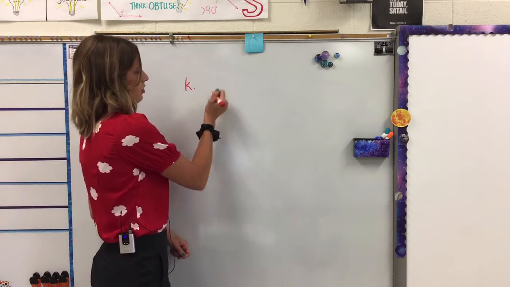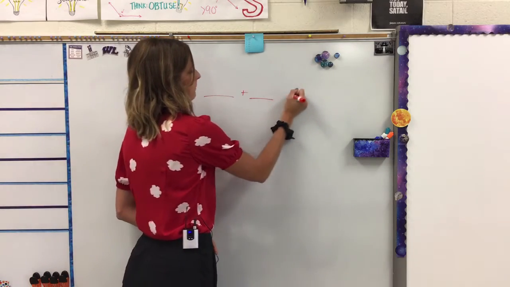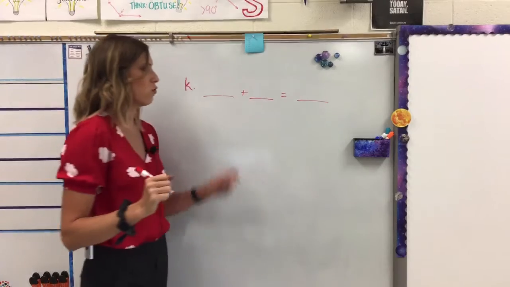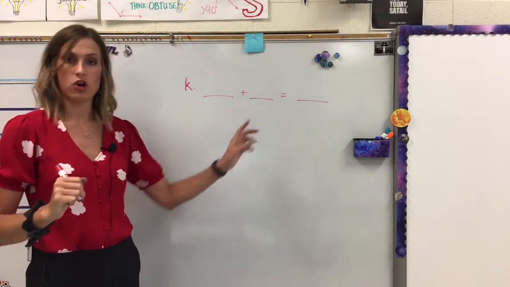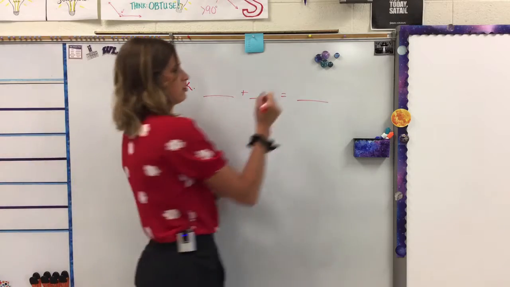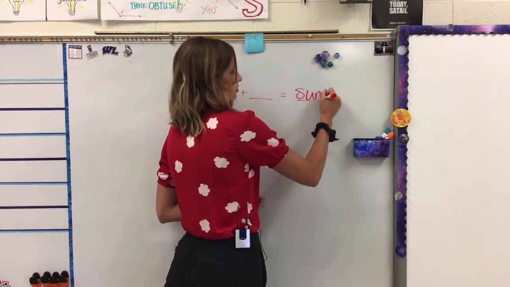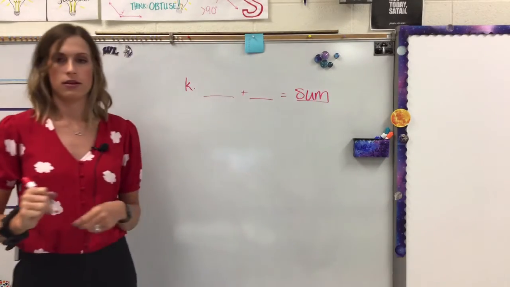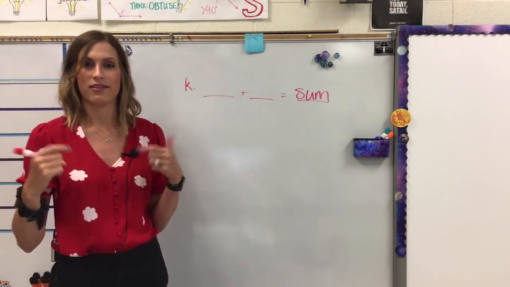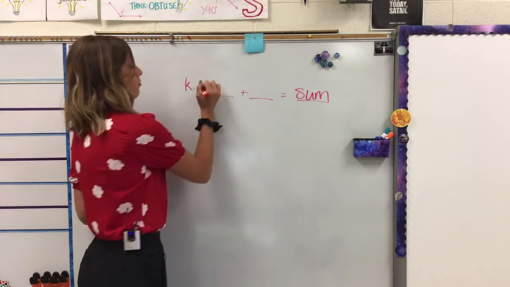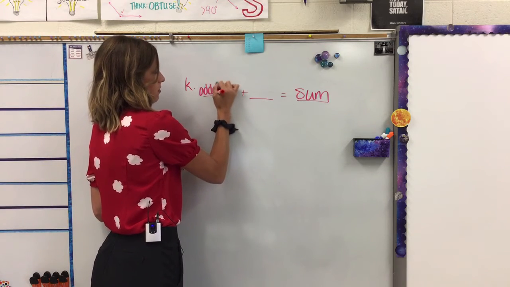So we've got this one plus this equals this. What words go in those boxes? Remember, our answer to an addition sentence is always the sum. So sum's going to go there. Then what are the pieces that we add together? Well, if we're adding them together, they're the addends. So I'm going to write addends here.